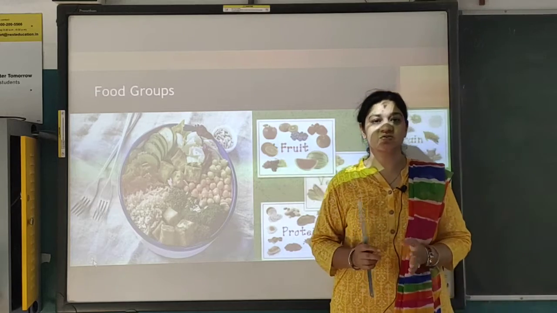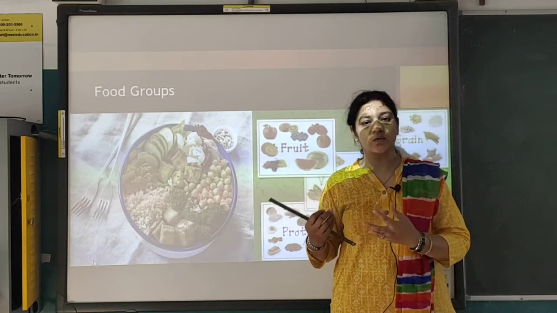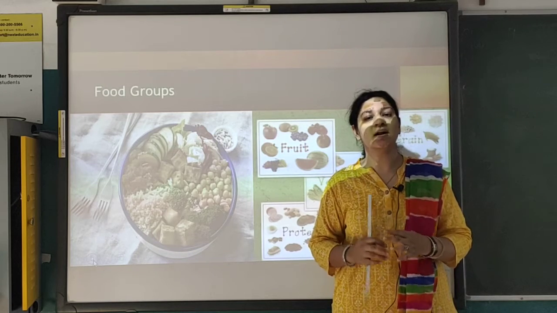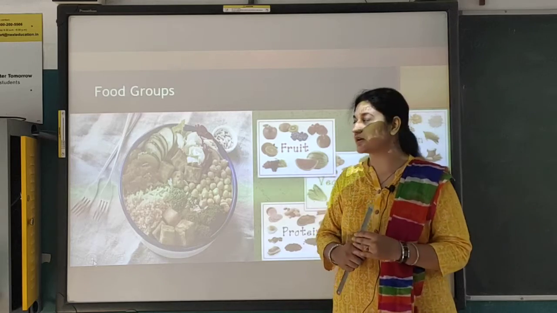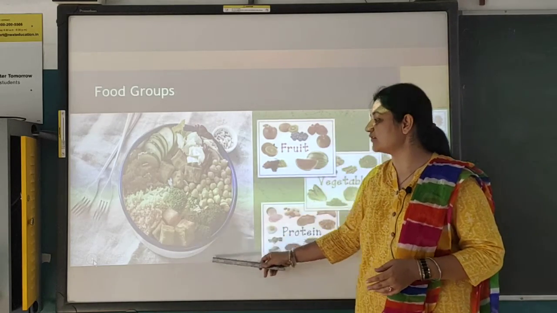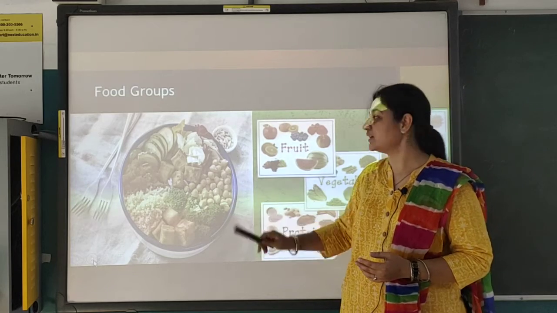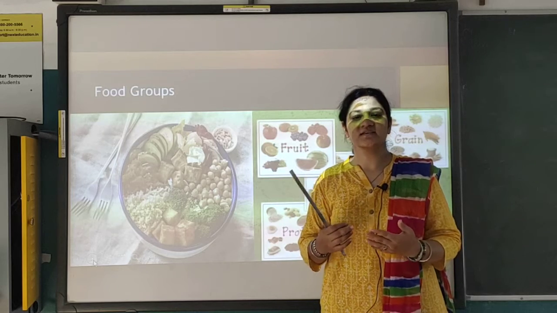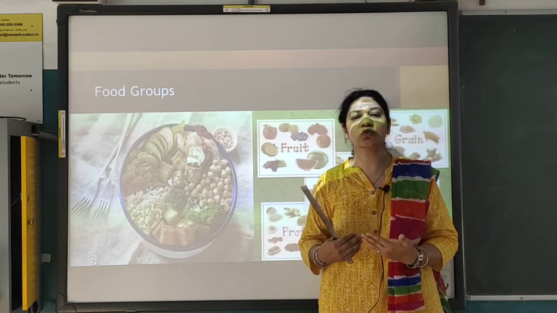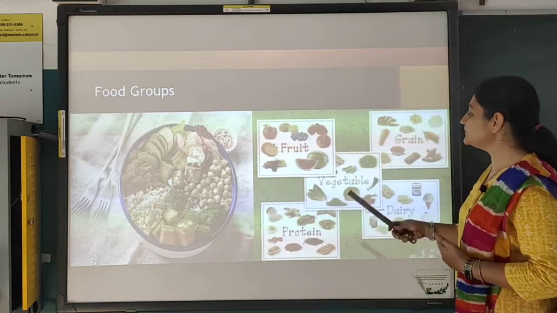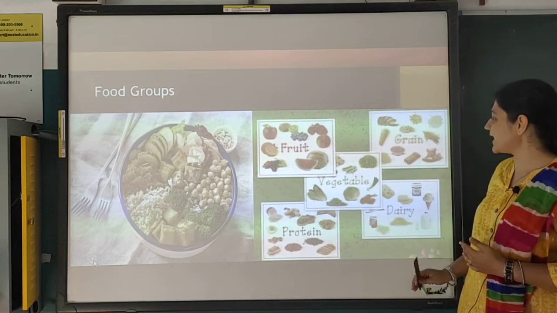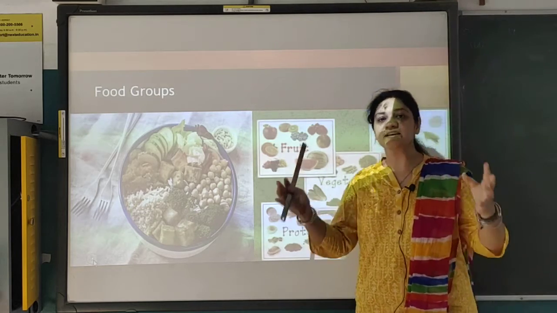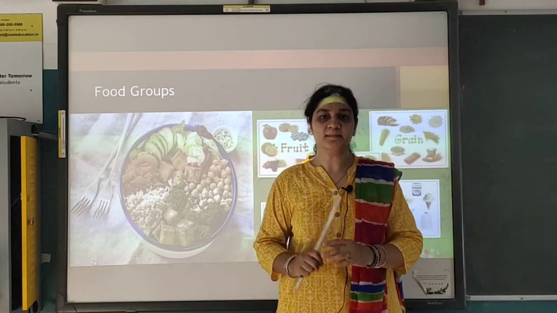Now we have understood what food is required for and what the sources of food are. We also need to understand what food groups are. You can see this is a picture of a complete food plate. There are different food groups which help us to grow in a proper manner. These are some of the examples: fruit, vegetable, grain, protein, dairy products. All these come in different food group categories.